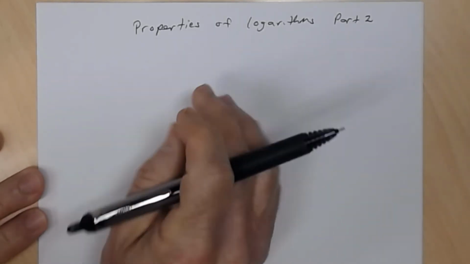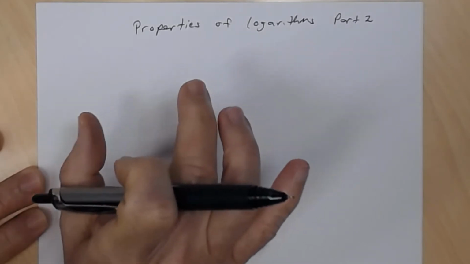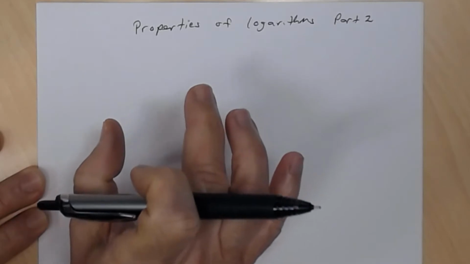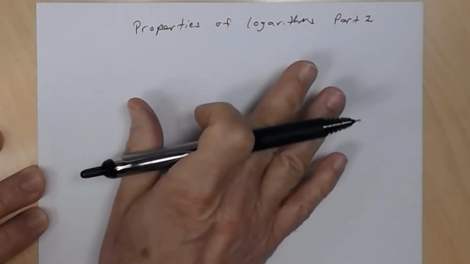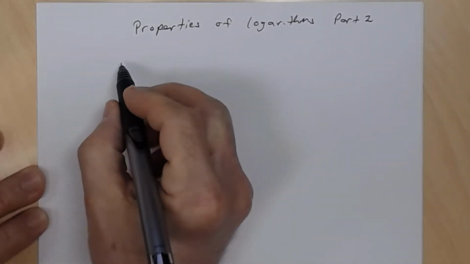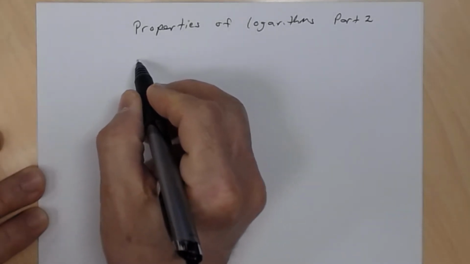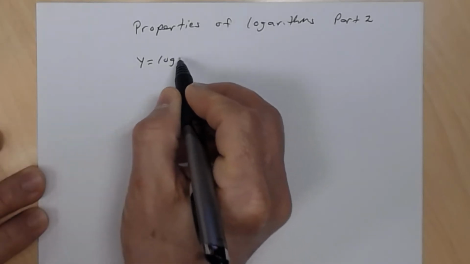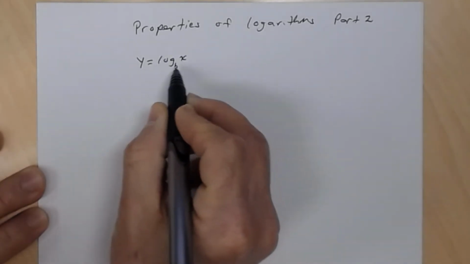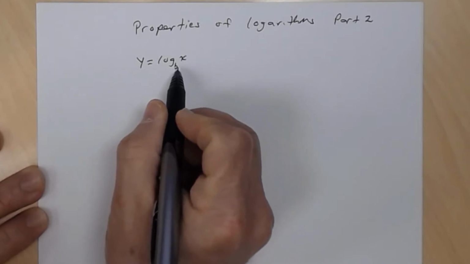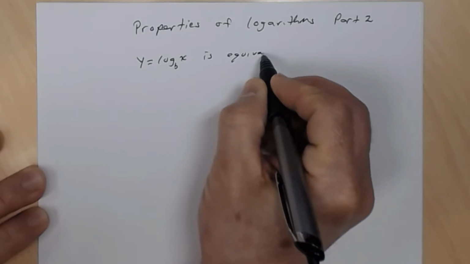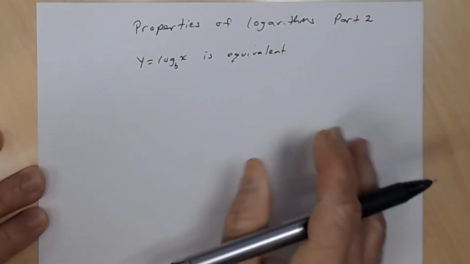Now, before we do that, let's remind ourselves about the fact that logarithms and exponentials are inverses of each other. And we saw from part one this log equation, y equals log of x base b. And remember how we wrote this. Make sure this base looks like a subscript. Is equivalent. So we saw that in part one.